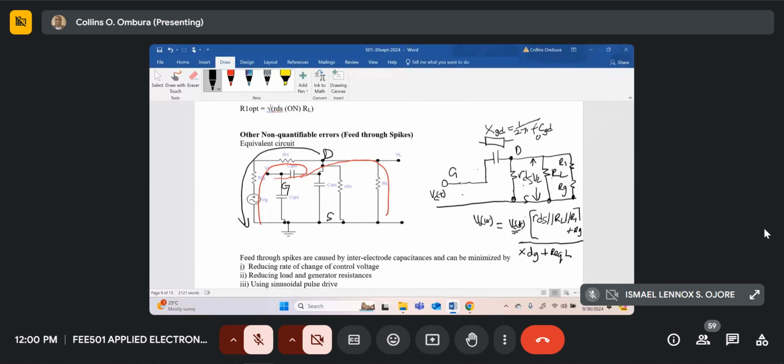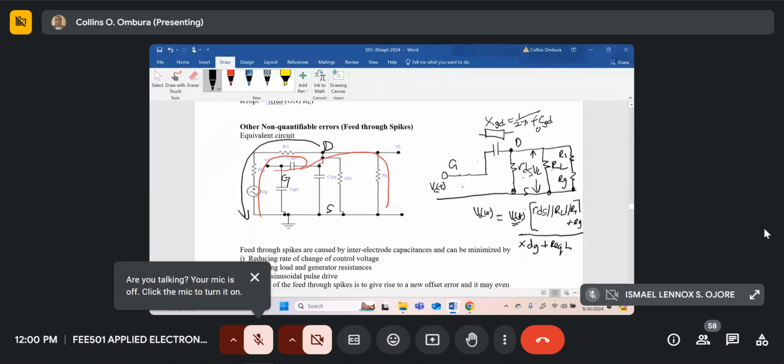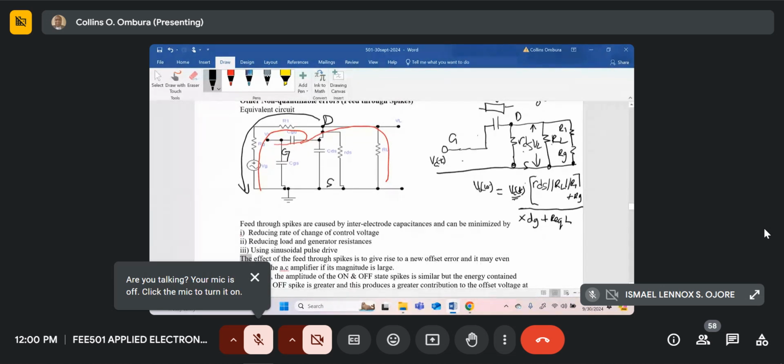That is reducing the load and generator resistance. Normally the generator resistance, you can't reduce it once your source is fixed. Once your source is fixed, if you got a device, a transducer, you can't change it. So the only thing you can change is your load resistance and your R1. And of course, a good choice of your FET, which will determine RDS. But remember, RDS changes from 10 to the power 10 to 25 ohms. So that is how we get this second point over here, reducing the load and generator resistance.